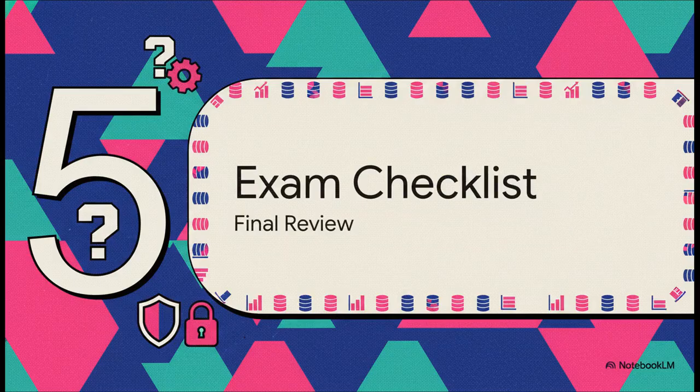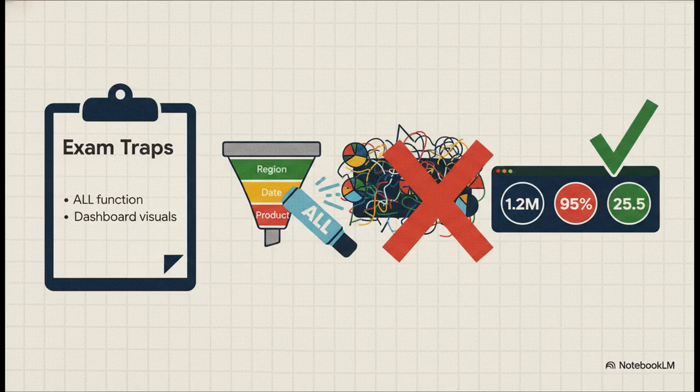Section 5, the final exam checklist. We are in the home stretch, folks, so let's lock in our defense against Microsoft's trickiest questions with a quick final review. I want you to read these exam traps really carefully, especially the myth that the ALL function removes every single filter on your report page. Actually, scratch that. It doesn't. If the DAX formula says ALL Product, it only removes product filters. The date filters, the region filters, those stay exactly as they are.